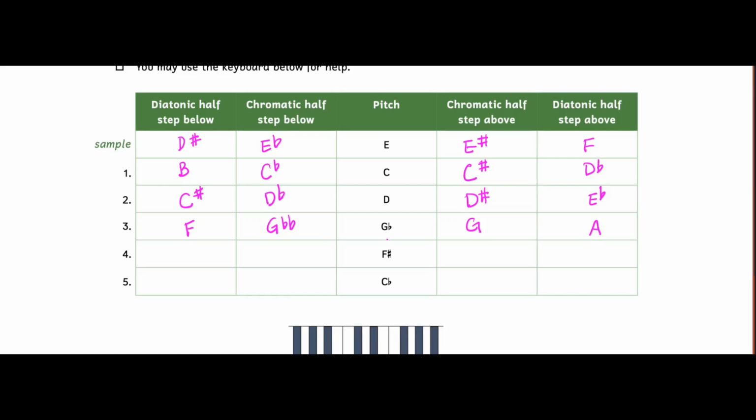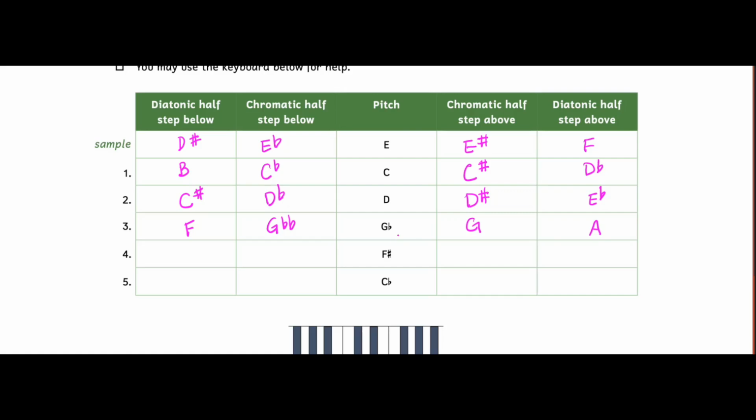Okay, so a diatonic half step below G flat is simply F, so I don't need an accidental. Now if you put an F natural, I would actually consider that incorrect, because that natural is emphasizing that it's not sharped or flatted, but there's no reason to put a natural there. Okay, now a diatonic half step above G flat.